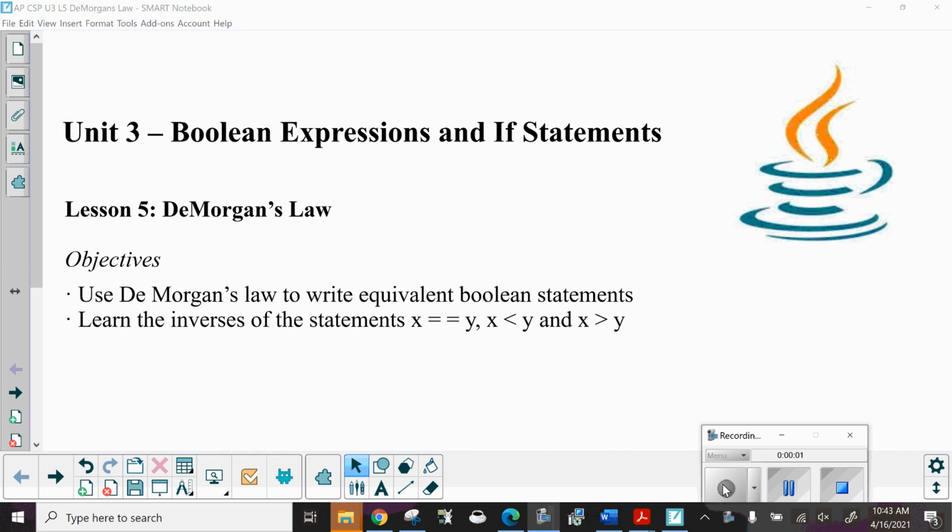Boolean expressions and if statements. This is lesson 5 on DeMorgan's Law. The objectives: you will use DeMorgan's Law to write equivalent Boolean statements and learn the inverses of the statements x equals y, is x less than y, and is x greater than y.